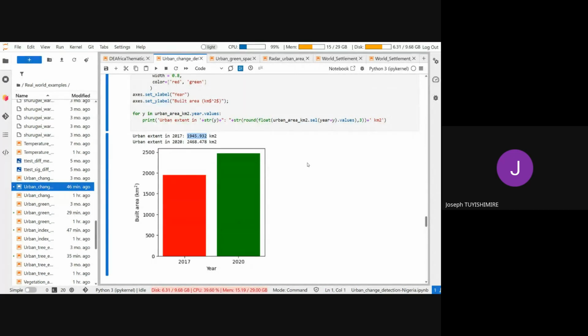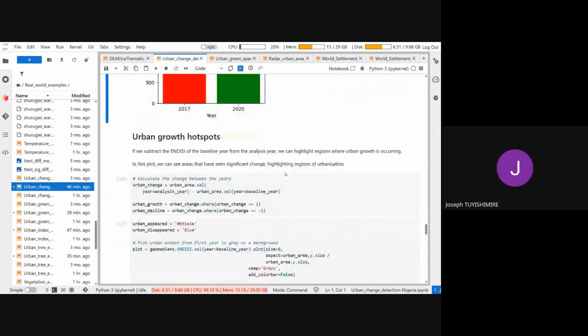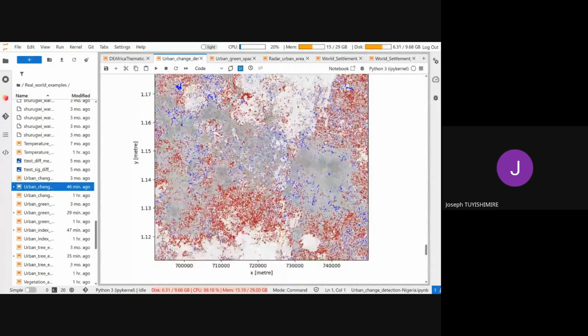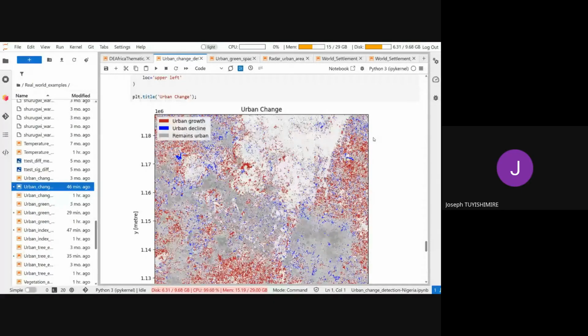from 1946 to 2468, you see how the city has grown over time. Then you can do change detection. Once again, the urban decline should be a confusion between the bare soil and the built-up areas. So if we have exact urban areas, you can mask out just to improve the accuracy.